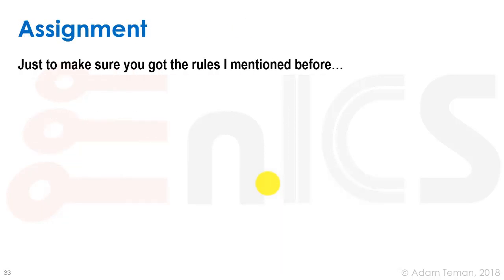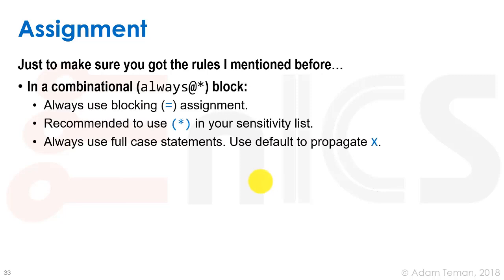Assignment. Just to make sure you got the rules that I mentioned before: in a combinational always block, the always @(*) type of stuff, you always use a blocking assignment, this equals. We highly recommend you to use this star. It will keep you from having all kinds of stupid bugs in your code. And always use full case statements. If you don't have a full case statement, such as when using one-hot encoding or something like that, use default to propagate x's, in case there was a mistake, some case that you reached that you didn't want to.